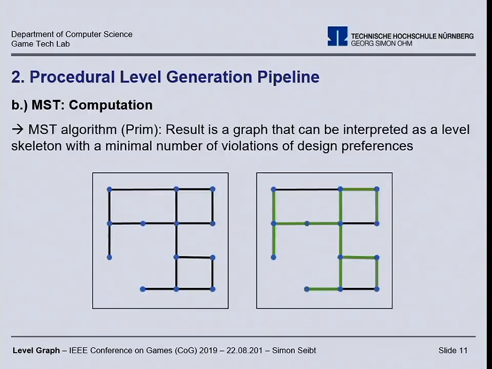After weighting the edges, we can now generate the MST. In our pipeline, we are using the algorithm of Prim to compute the MST. The resulting graph can then be interpreted as a level skeleton with a minimal number of violations of design preferences. So here in the example, the green edges are now the MST.